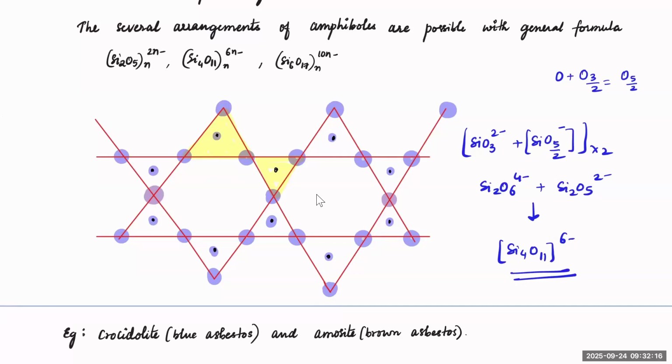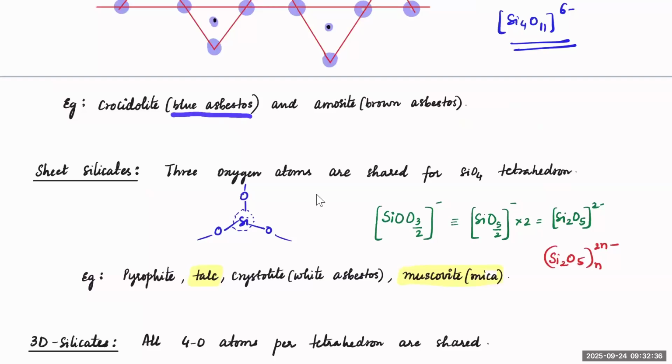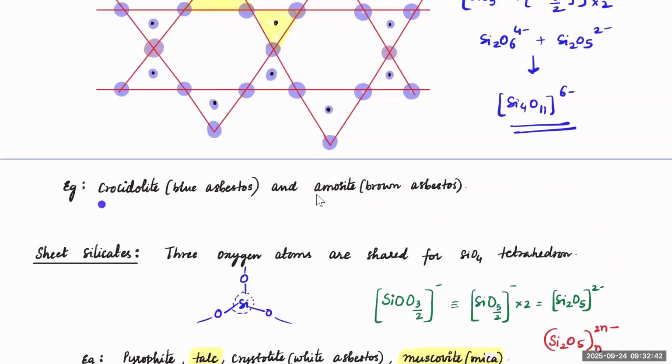Now in JEE questions, the structure would be given to you and you are expected to predict the formula like this. So I think now you can do it, right? You just have to take the commonalities and see which one is the least possible formula you can get. The usual asbestos which you notice, those are all made up of double chain silicates. So crocidolite, which is blue asbestos, and brown asbestos, amosite, these are all made up of double chain silicates. Asbestos is that thing which, if you inhale, it causes problems.